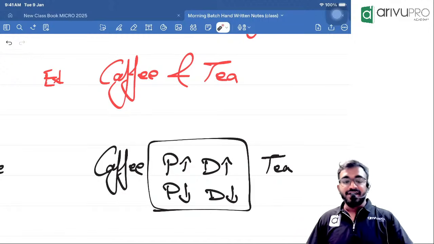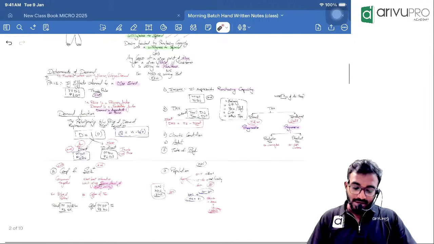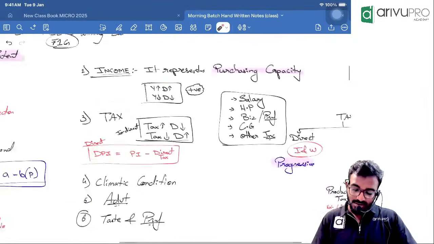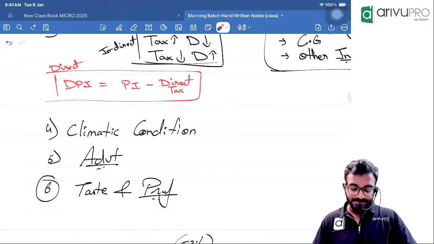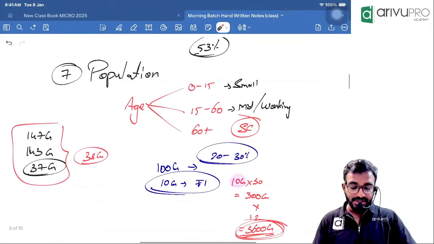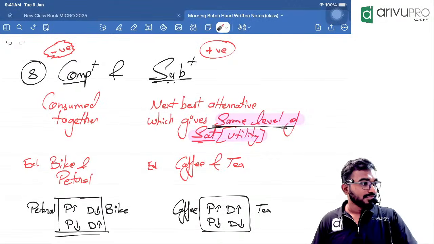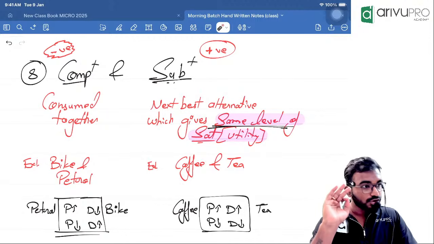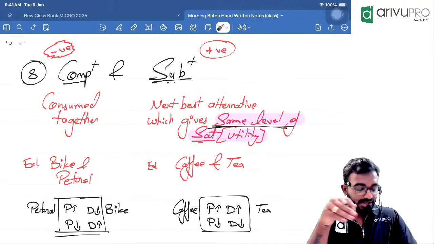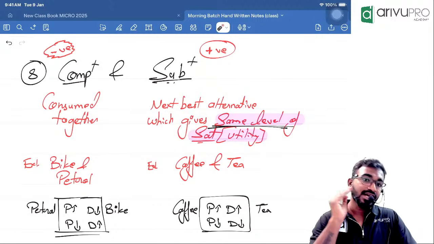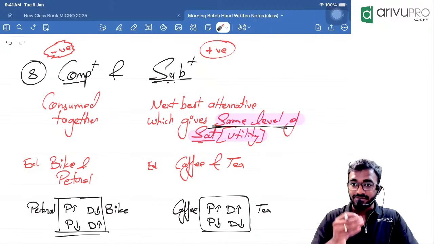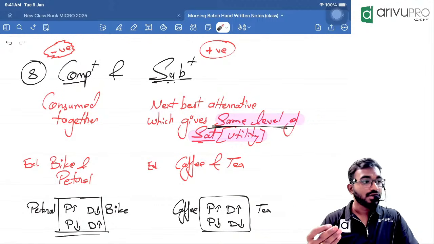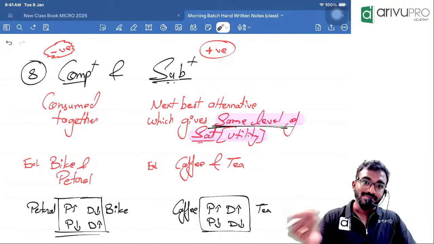Okay. So how many determinants are there in total? 8 determinants. Point number 1, 2, 3, fourth, fifth, sixth, seventh, eighth. Still more points are there, but at the moment this should be enough to understand. Whatever determinants I have discussed play an important role. Hereafter I will refer to these while explaining upcoming concepts, like law of demand, elasticity of demand, expansion, contraction, and multiple other concepts.